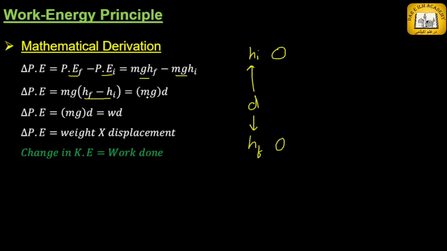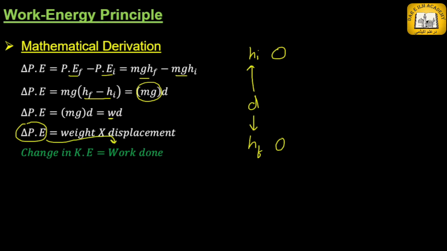The equation becomes mgd. So mg is actually the weight of the football. So we put mg equal to w, representing the weight of the football, multiplied by d. And wd: weight is actually the force, and force multiplied by displacement is the amount of work done. So change in potential energy is equal to the amount of work done.